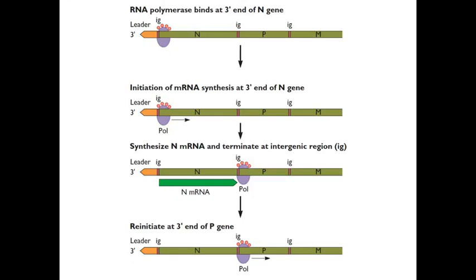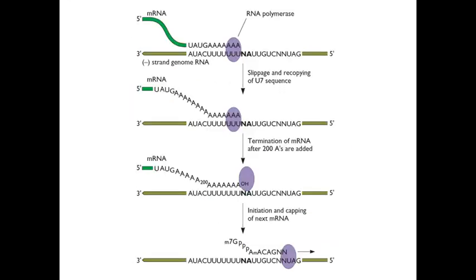polymerase. But what about the poly A sequence? So here is the sequence of one of these intergenic regions. So here's the negative strand genomic RNA, and the polymerase is just finishing copying the first gene and making an mRNA.